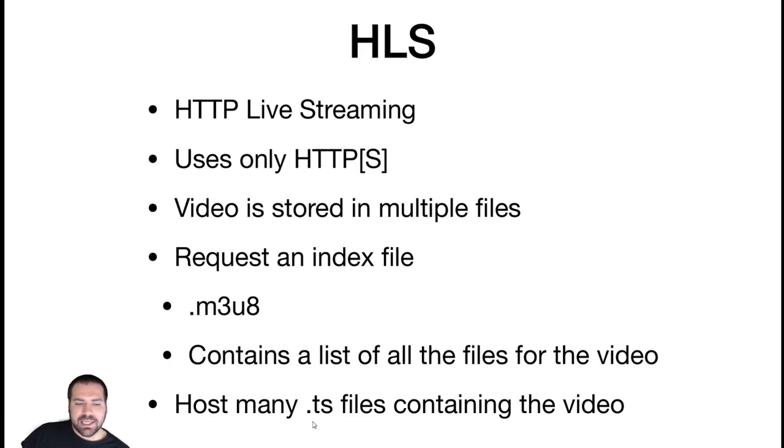And then we'll have many .ts files which will contain those segments of the video that can be downloaded one at a time. So once we have an HLS video, we'll host the M3U8 file and all the TS files on our server. We'll host all those as static content, and then the user can request the M3U8, which will tell them which TS files to request to consume this video.